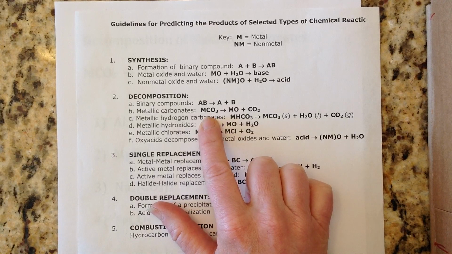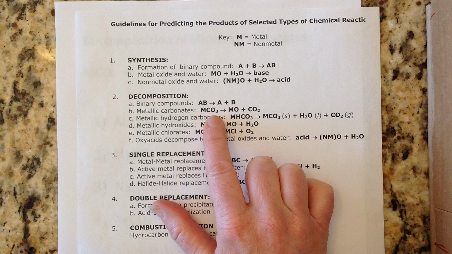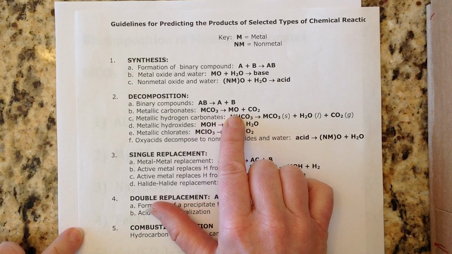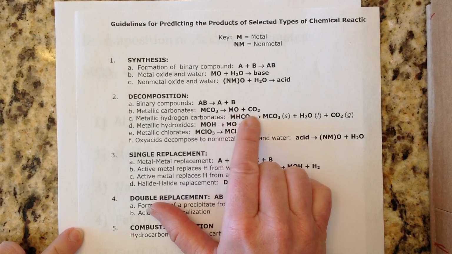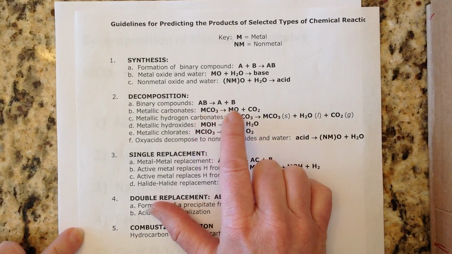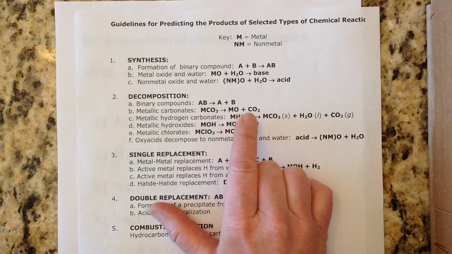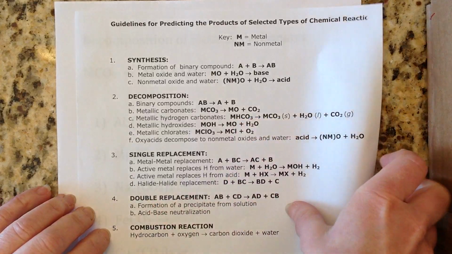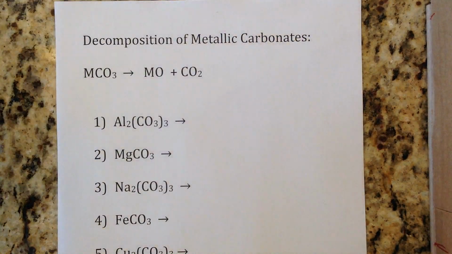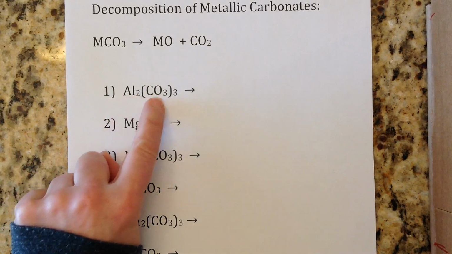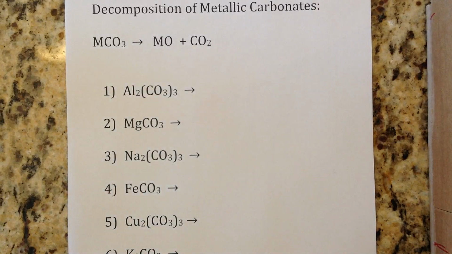So here's what the packet says. If you have any metallic carbonate, that M could be any metal, I want you to crisscross that metal with oxygen and add CO2. So whatever this metal was, crisscross it with oxygen, which you know has a -2 charge, and then add CO2 as a byproduct. That's all you do. So all of these examples are metal carbonates. You can see I've got metal carbonate, so on and so forth.